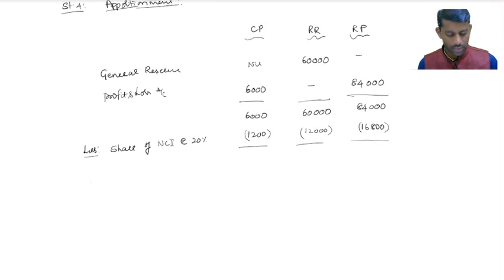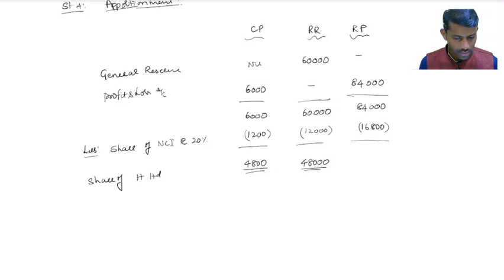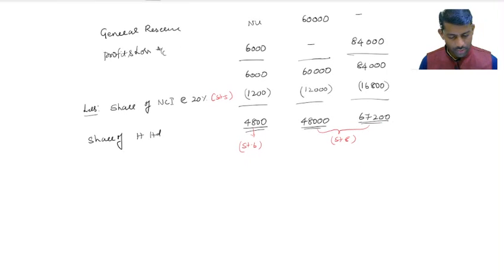Therefore, what is the share of H Limited? 4,800, 48,000 and 67,200. Okay, so now this will go to step number 5. This will go to step number 6, cost of control. This too will go to step number 8, reserve for CPS.